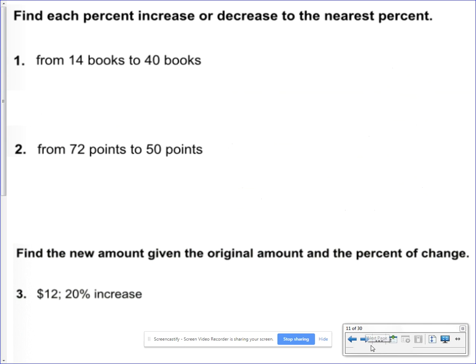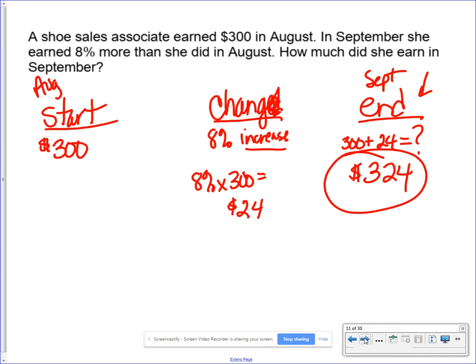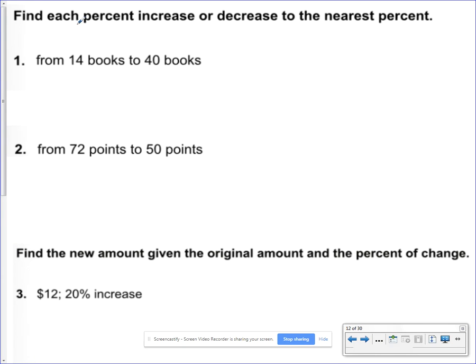Go ahead, take out your textbook. Oh, wait, we have some problems back here. Oh, I forgot about this. Lesson quiz. Find each percent increase or decrease to the nearest percent for these two. What I want you to do is pause the video, do these problems, come back and check. On your mark, get set, go.